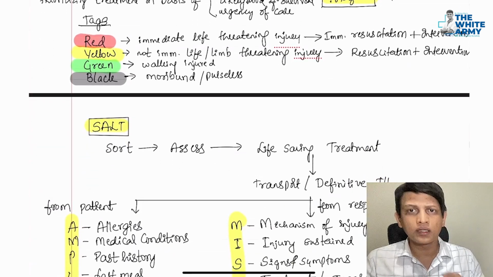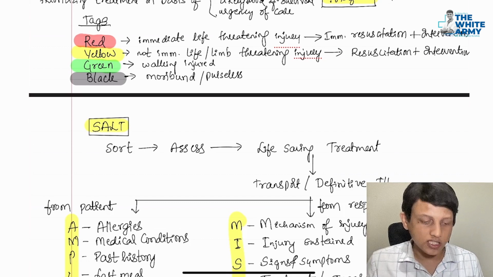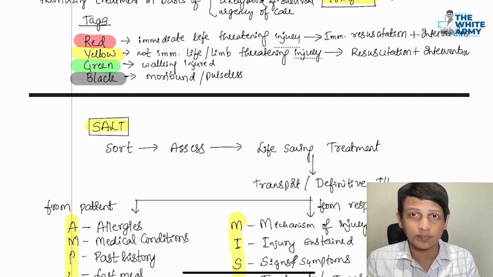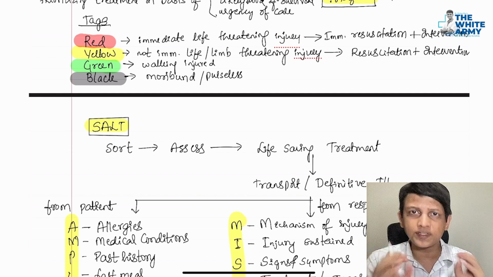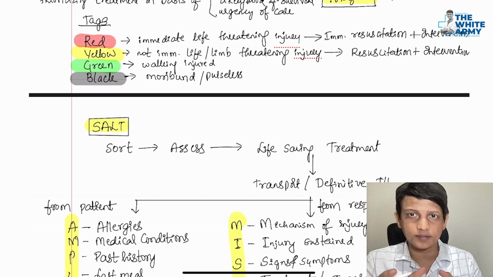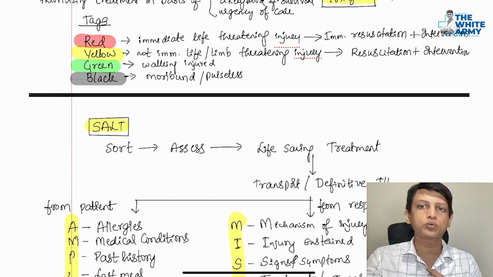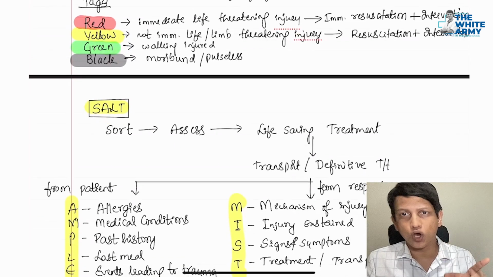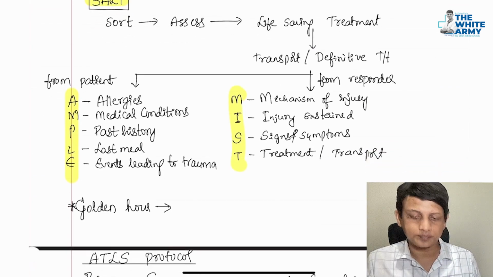So the entire process of triage and management can be remembered by the mnemonic SALT. S for sorting out, then A for assessment, called primary assessment, secondary assessment. We'll be discussing it further. So assess and then do the life-saving treatment, do the most needful things first, and then decide whether you can give the definitive treatment there itself, or you have to transport or refer them to a higher center. So sort, assess, life-saving treatment, and then transfer or do the definitive treatment.